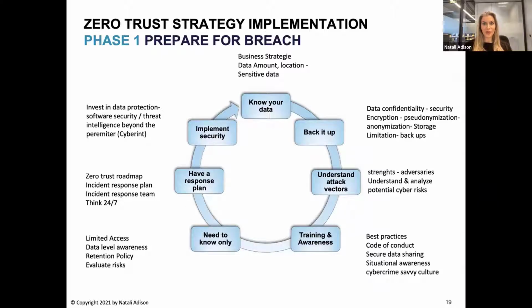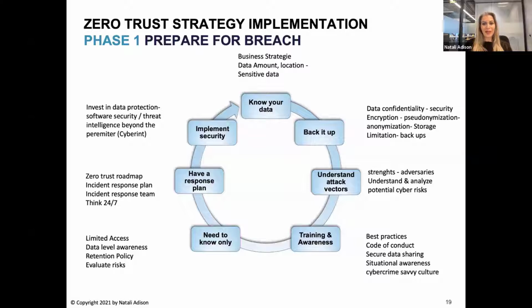Phase 1 of the zero trust strategy implementation begins with preparing for breach. First and foremost, before you can implement anything, you need to know your data. You need to define your sensitive information. You need to know where it is located and who has access to it. You need to classify data in terms of importance and potential harm if stolen. You need to know the identity of the data owners. You need to determine: is the data necessary? Is the data obsolete? Has it become a burden? Does it pose any unnecessary risk? And always eliminate data when it no longer serves you or is no longer necessary.